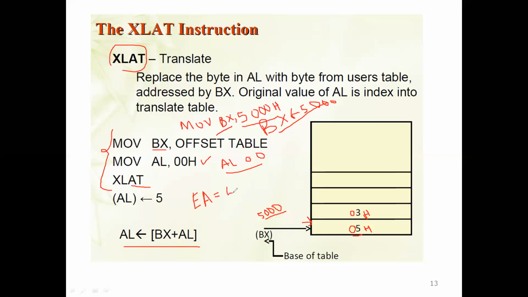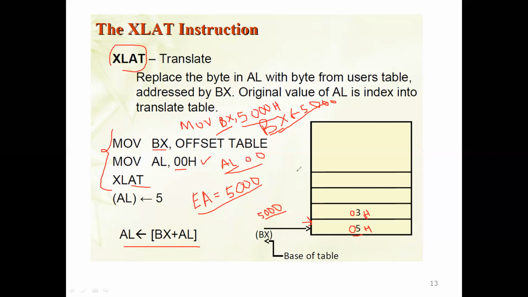So what will be the final effective address after adding BX and AL? This will be 5000 plus 00, which in this example remains the same. In any other example, if AL equals 20H, then the final effective address will become 5020H. So it depends on the AL value what the final effective address will be. Now in this case we have the final effective address 5000.